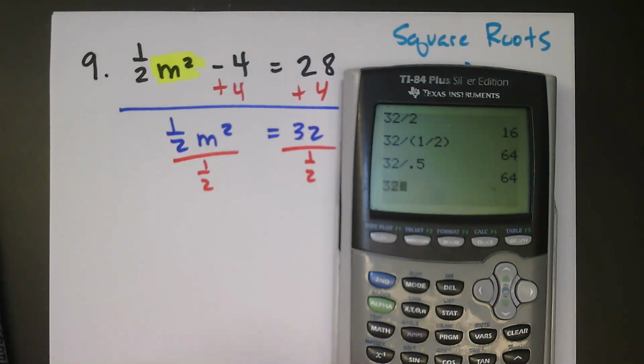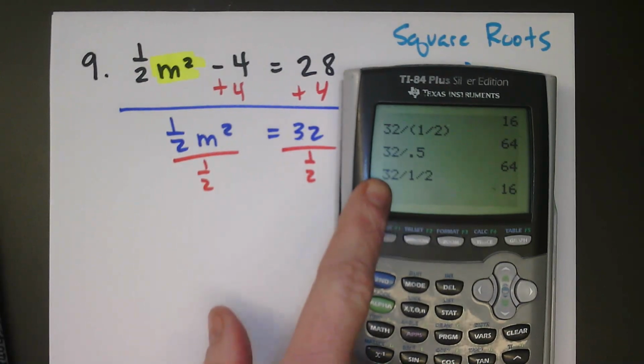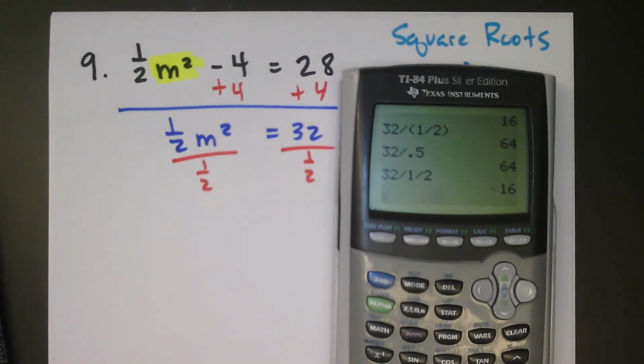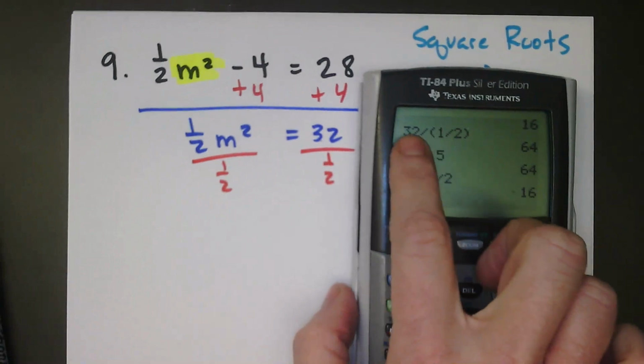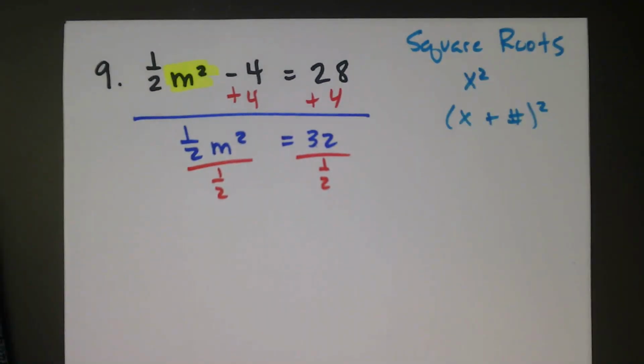If you do this, 32 divided by 1, it's going to give you 16 as well, because it doesn't have the right syntax. So we really need to have this where we're putting the fraction in parentheses to get us to that 64.